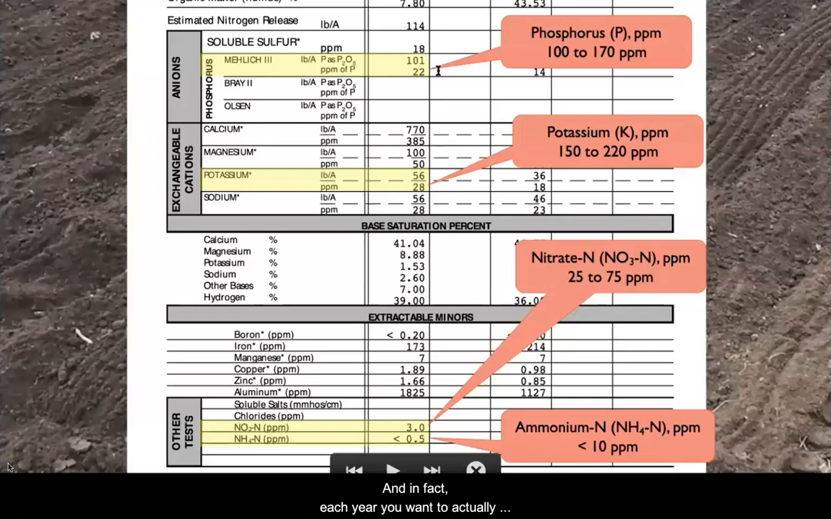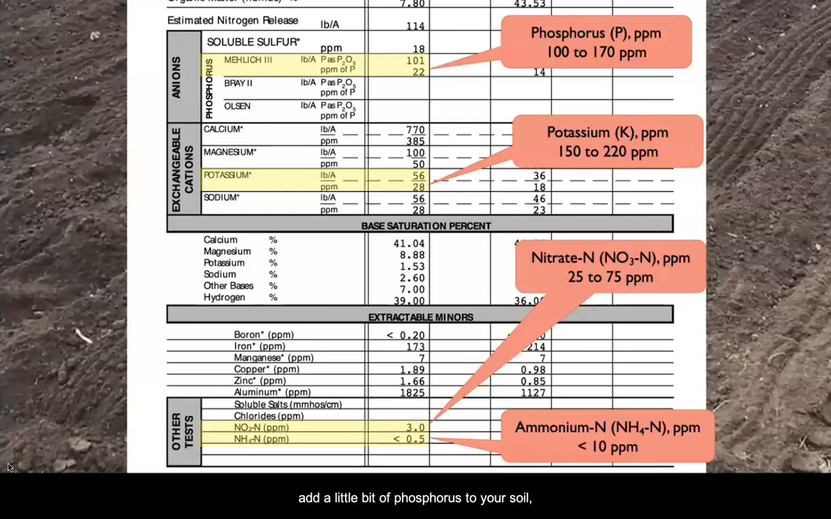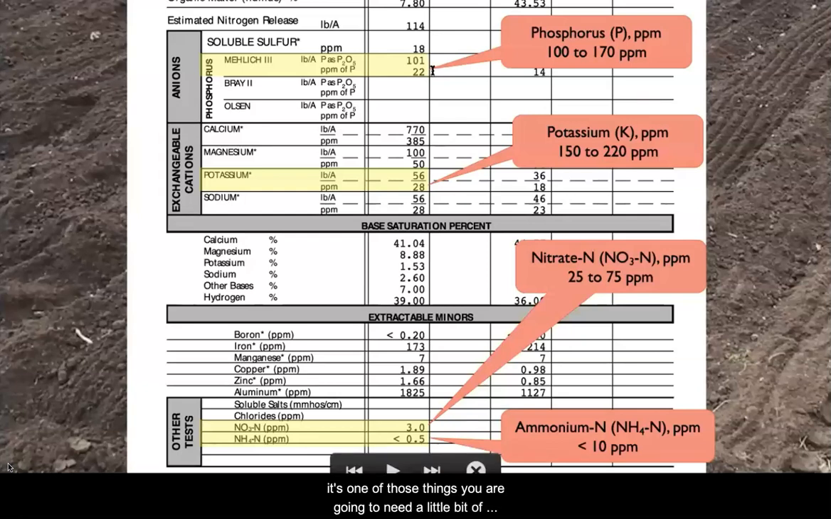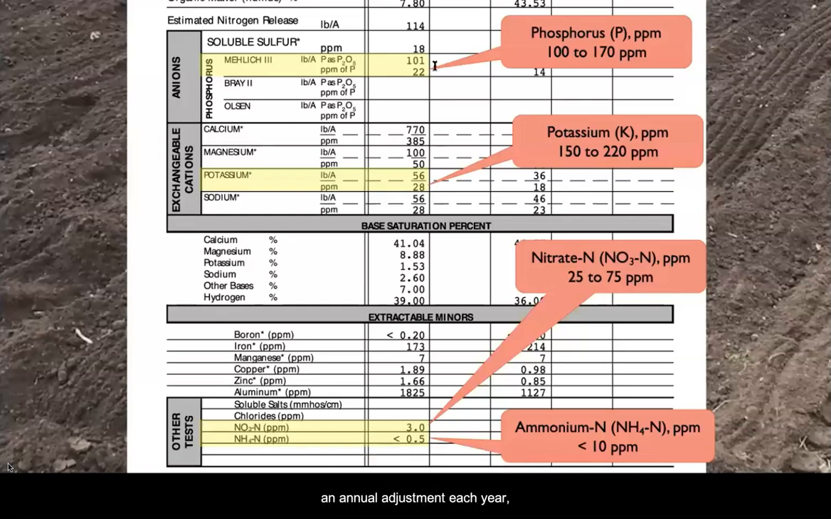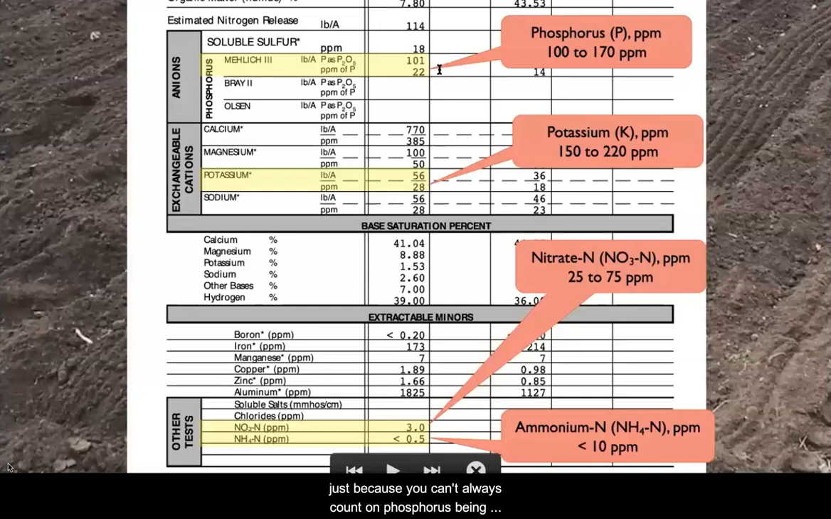And in fact, each year you want to add a little bit of phosphorus to your soil. It's one of those things where you're going to need a little annual adjustment each year, even if you have relatively high numbers, just because you can't always count on phosphorus being available in Alaska soils.